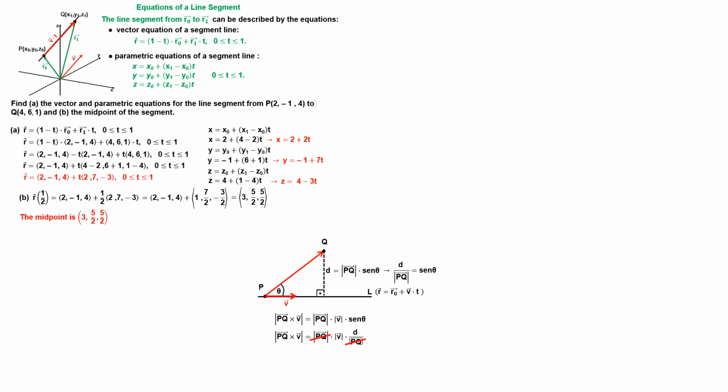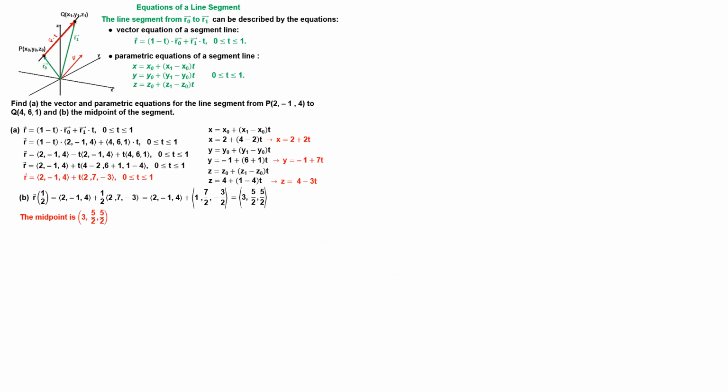And finally, we obtain a general formula for the distance between a line in space and any point not on the line. We now summarize the results as follows. The distance between a point Q and a line in space is given by the formula, where v is a direction vector for the line and P is a point on the line.